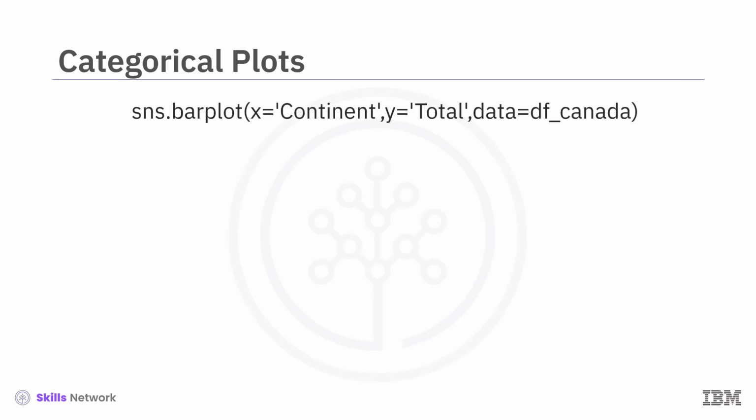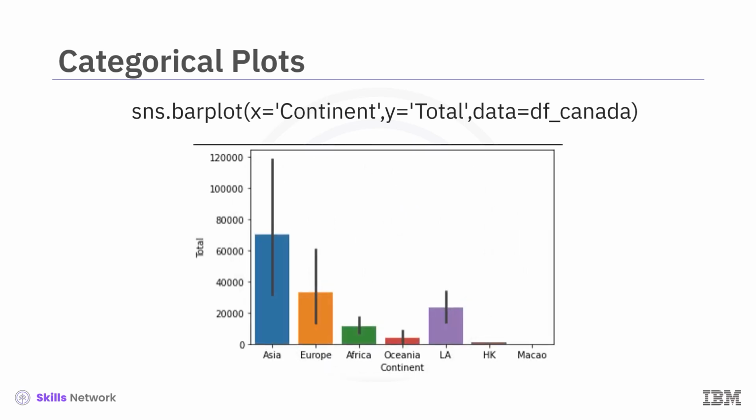Let's try to plot the bar plot on the categorical data from a slice of the DF_Canada dataset. Here we have plotted the continent by the total column of data. Seaborn has grouped by the categorical variable continent and plotted the aggregated values of total with confidence interval. You'll explore more in the lab session on Seaborn.